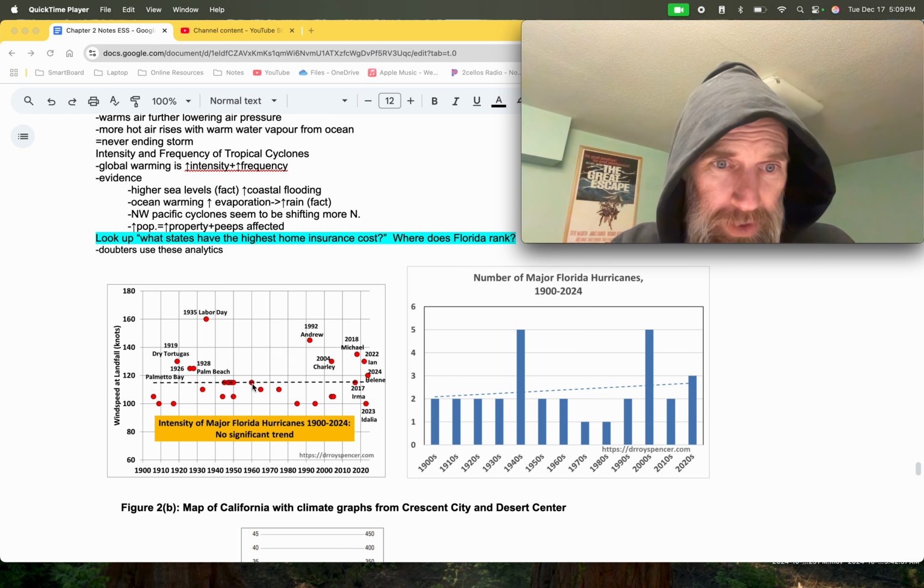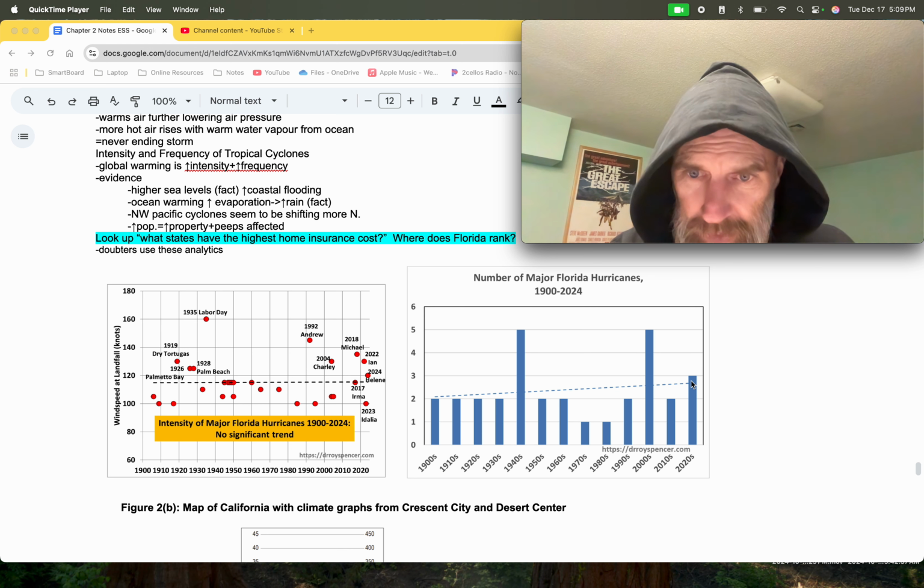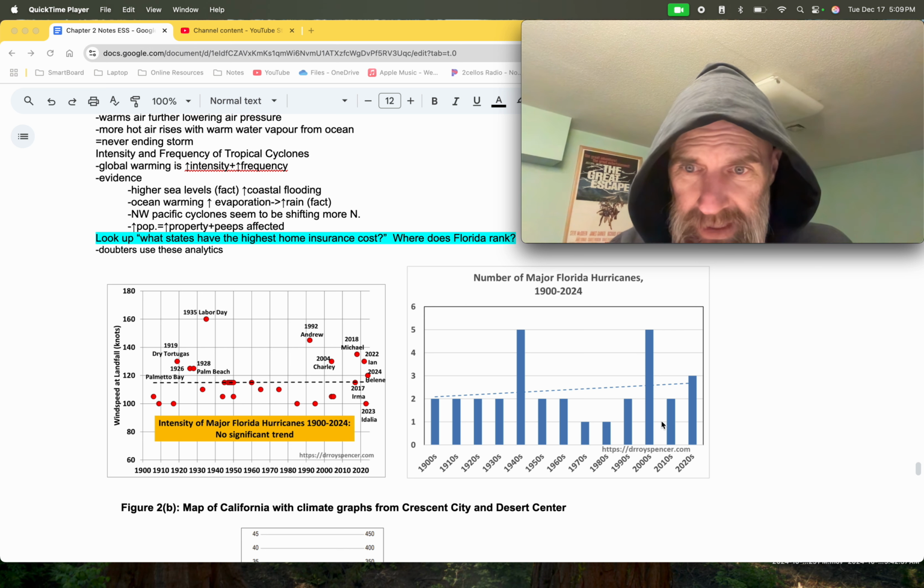Now you throw 60 more years onto it. Over here we got 1, 2, 3, 4, 5. So we got 5 storms that are really above that average line there. And as far as frequency goes, number of major Florida hurricanes, I know they have this line going up to here, but if you look, 1900s, 1910s, 1920s, 1930s, you're pretty steady right across it, right up until you hit the 1940s, and the 2000s were just a bad decade for it.